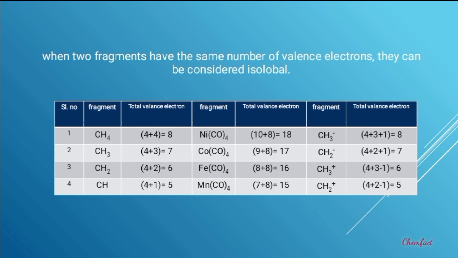But from organometallics we see that 18 electron complexes are as stable as main group elements having an octet fill up. So we can clearly say that these are similar in energy, and so they are isolobal. And from the rest of the table we can also say that the CH3, the cobalt complex, and CH2 minus are isolobal. Similarly CH2, the iron complex, and CH3 plus. So we can safely say that if two fragments have the same number of valence electrons, they can be considered isolobal.